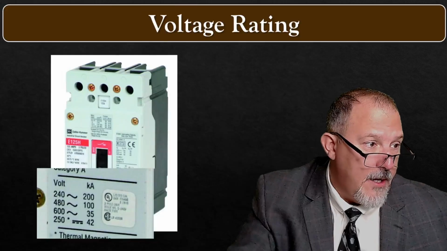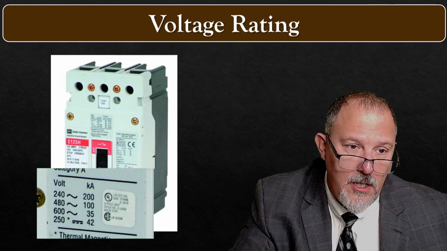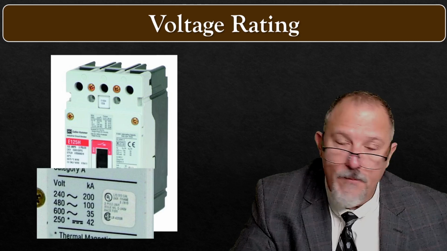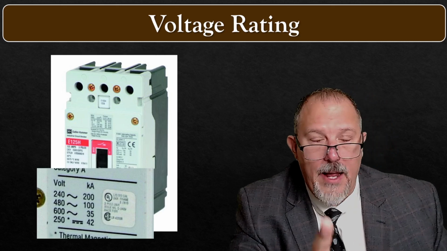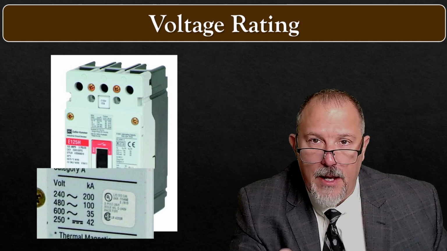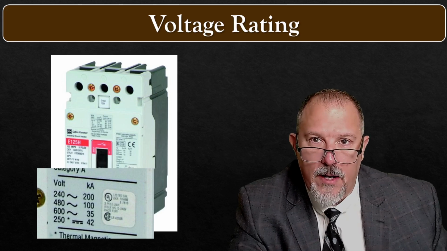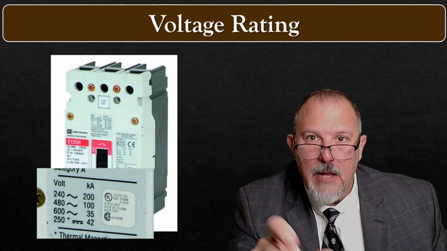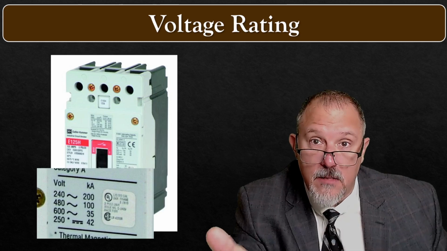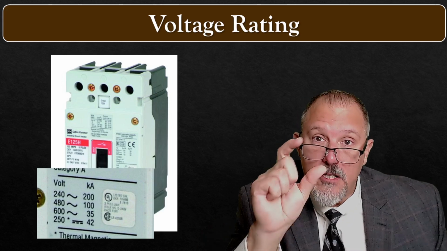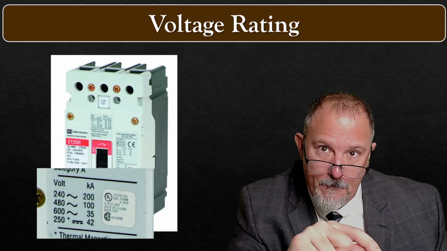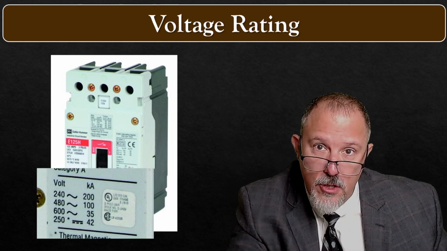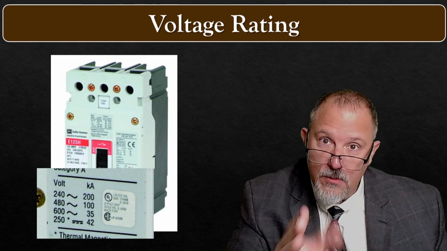And voltage rating. These devices are going to have voltage ratings. Don't apply handle ties. If you have a 120 volt rated AFCI breaker or any single pole 120 volt rated breaker, and you put a handle tie on it with another 120 volt rated breaker, that is a misapplication. Why? Because the pole to pole, line to line voltage exceeds the rating of the breaker. Don't do it. 1,000 points of light.